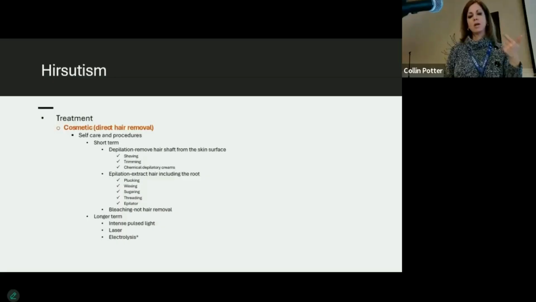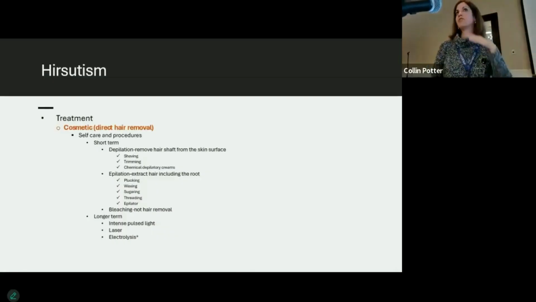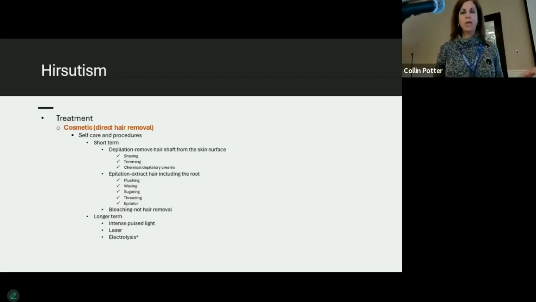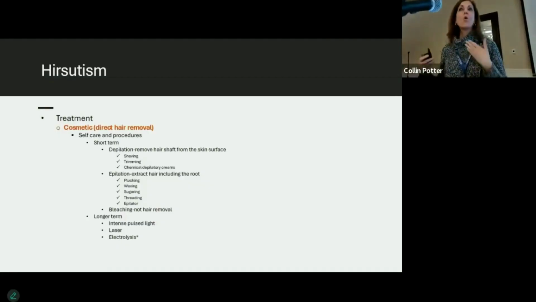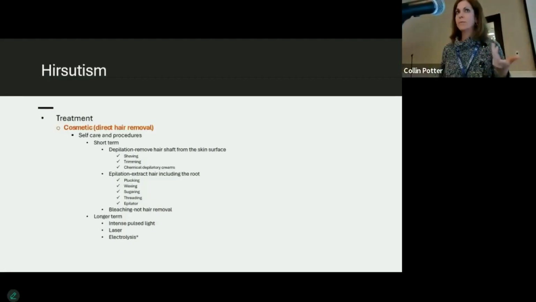Epilation includes things like plucking, waxing, sugaring, threading, and epilators. I had to look up the epilator. There are always other things coming out too. So if your patient refers to something that they are using and you're not familiar with it, it is okay to ask them what it is. It is okay to look up what it is, or if they call it by a different name, that's okay too. You just have to make sure that you find out from them what the process is.